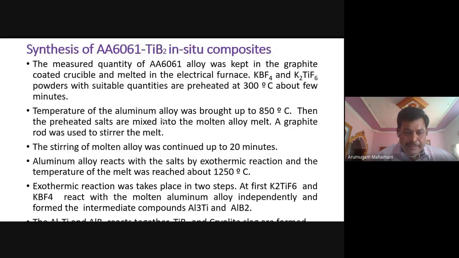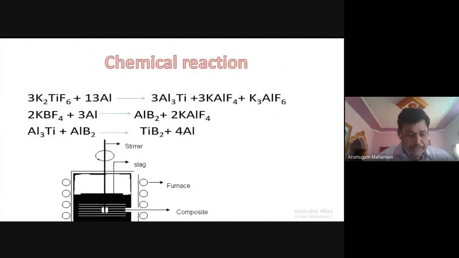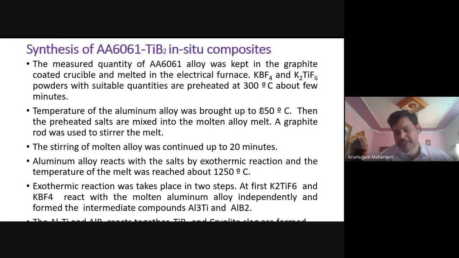The temperature of the aluminum alloy is brought up to 850 degrees centigrade. Why 850? I will explain later; only at 850 degrees centigrade do we get the reaction, and less than that it is not possible. First, put your aluminum scraps into the crucible and melt. Aluminum goes into the liquid state in the 550 to 600 range. After that, you keep a proper thermocouple and maintain 850 degrees centigrade. At 850 degrees centigrade only, the KBF4 and K2TiF6 will react.